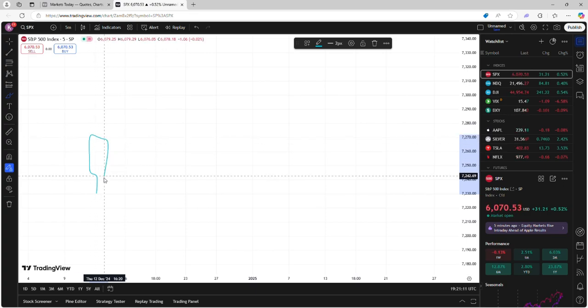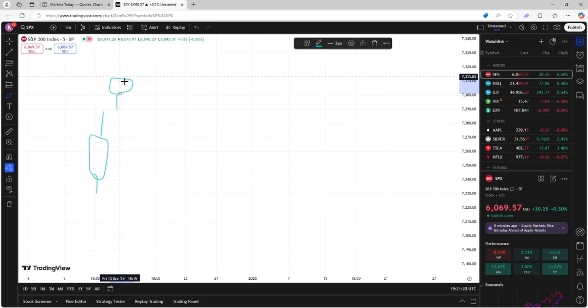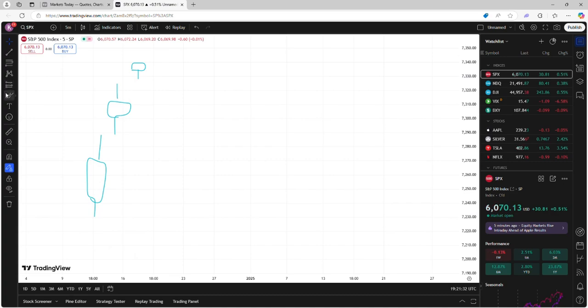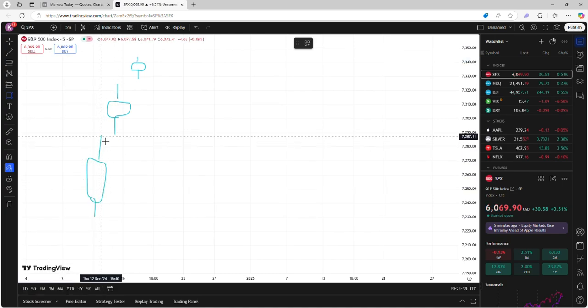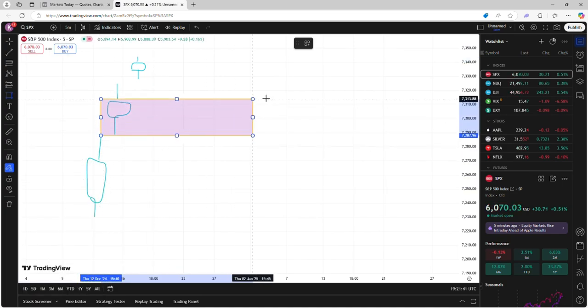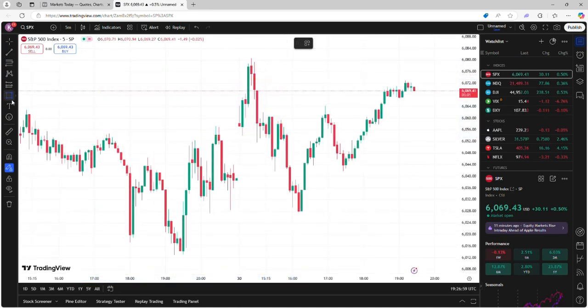The line of the drawing. Imagine that's a candle. There's a bit of a dodgy candles, but we go with the flow. The fair value gap would be at the top of this wick to the top of that wick.